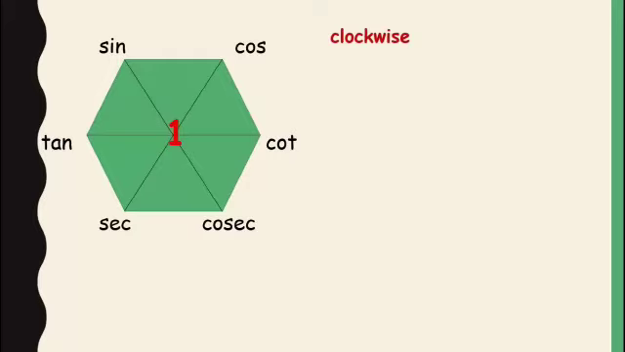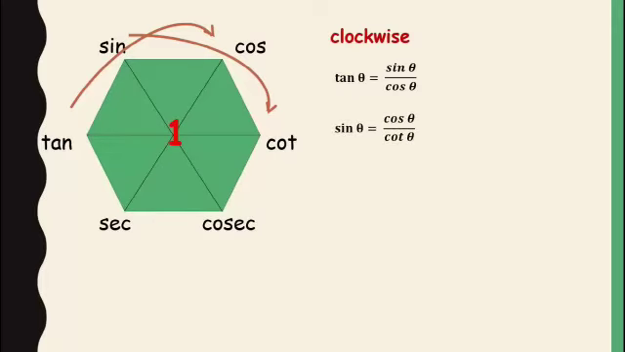To understand the first set of formulas, let's try going around the hexagon in a clockwise fashion. We go like this. This tells us that tan theta equals sin theta by cos theta. Well, that's how we started making our hexagon. Now let's see the next three functions in the clockwise direction. This tells us that sin theta equals cos theta by cot theta. The first one equals the second one by the third one.